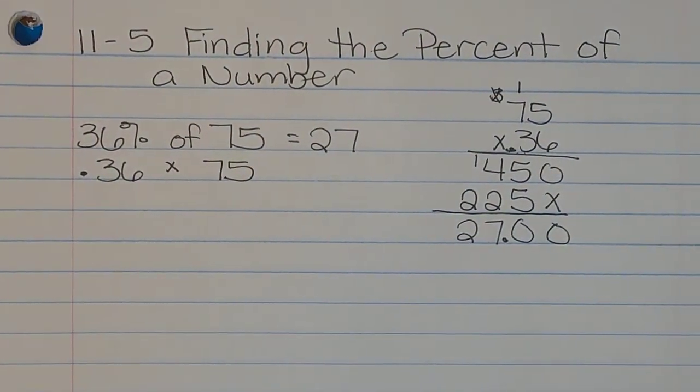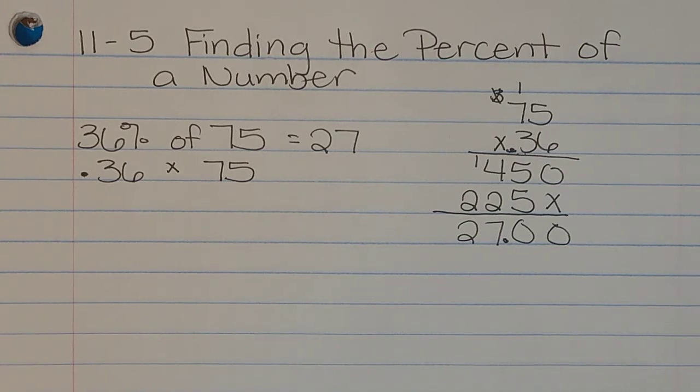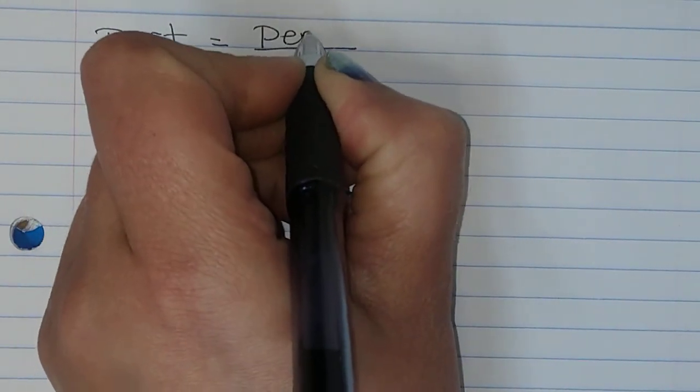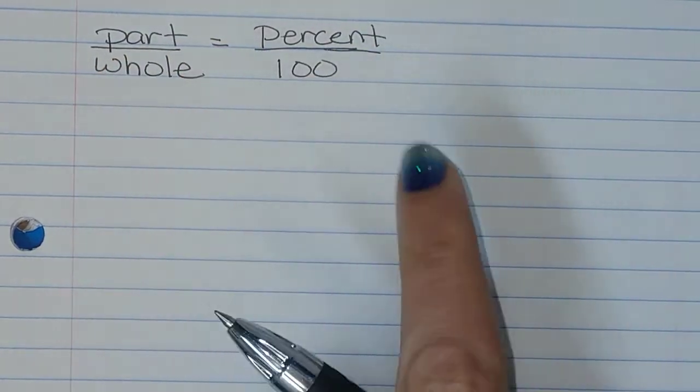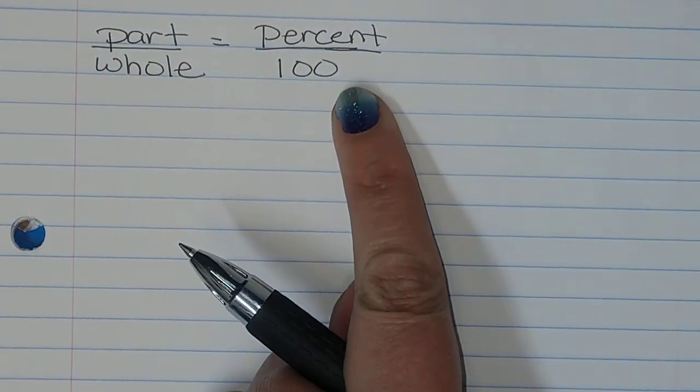We'll do a couple more examples like that later. Let's look at another way. Before we look at this other way, I'm going to show you what a proportion you can use to help solve the problem. We're going to start with part over whole is equal to percent over 100. Again, remember your percent is an amount over 100.